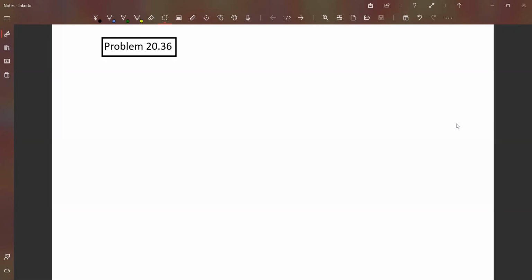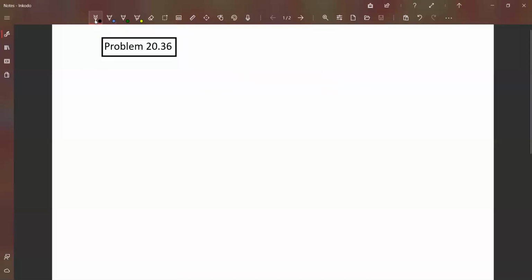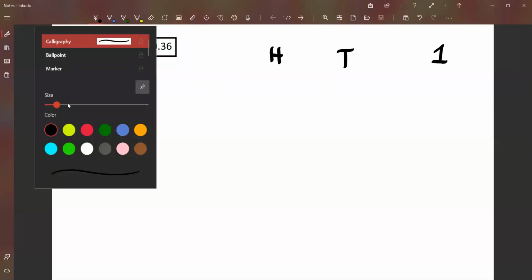So your first toss, of course, can come up two ways. You can either get a head or a tail. And I'll put the number 1 over here to indicate this is the very first toss.